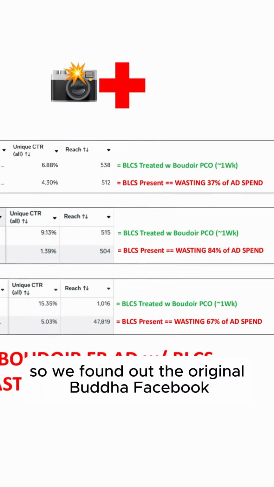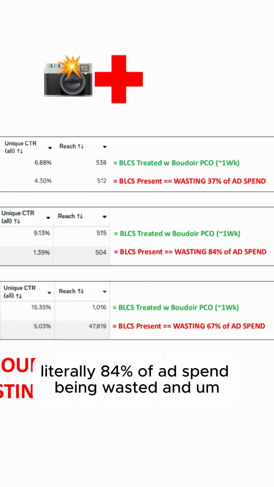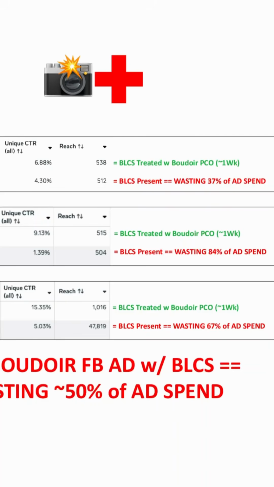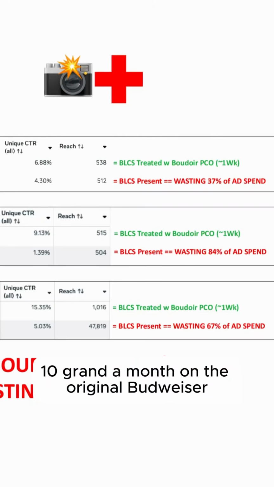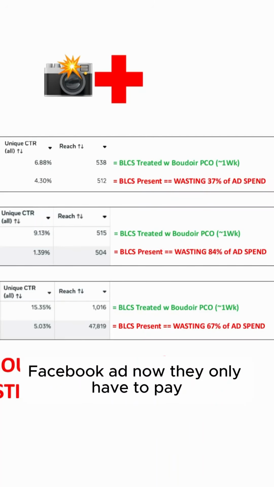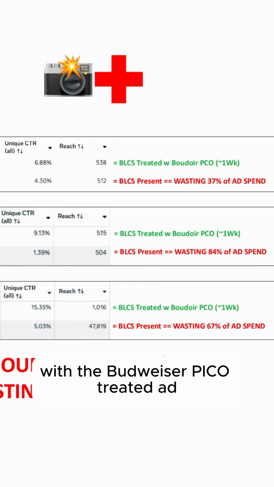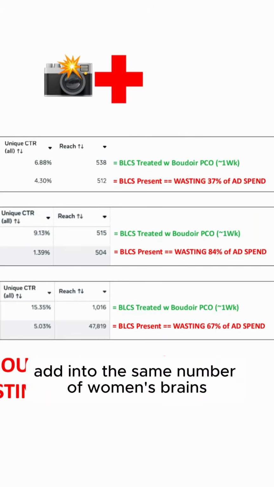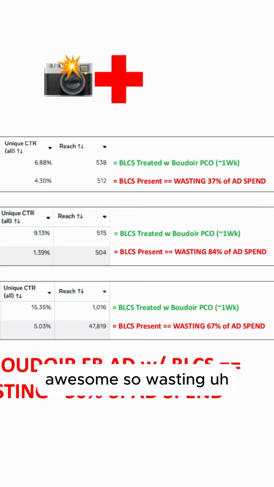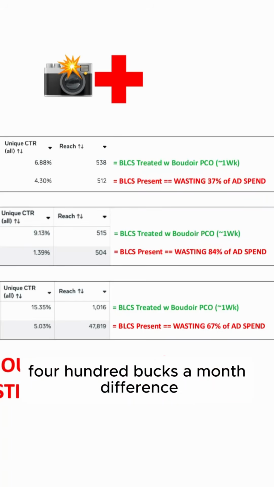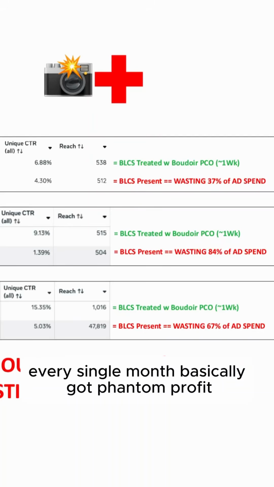So we found out the original Boudoir Facebook ad was wasting 84% of ad spend, literally 84% of ad spend being wasted. So if they're paying 10 grand a month on the original Boudoir Facebook ad, now they only have to pay 1.6 grand a month with the Boudoir Pico treated ad to get their ad into the same number of women's brains. Awesome. So that $8,400 a month difference that they no longer have to spend, they keep as profit or keep in their pockets every single month.